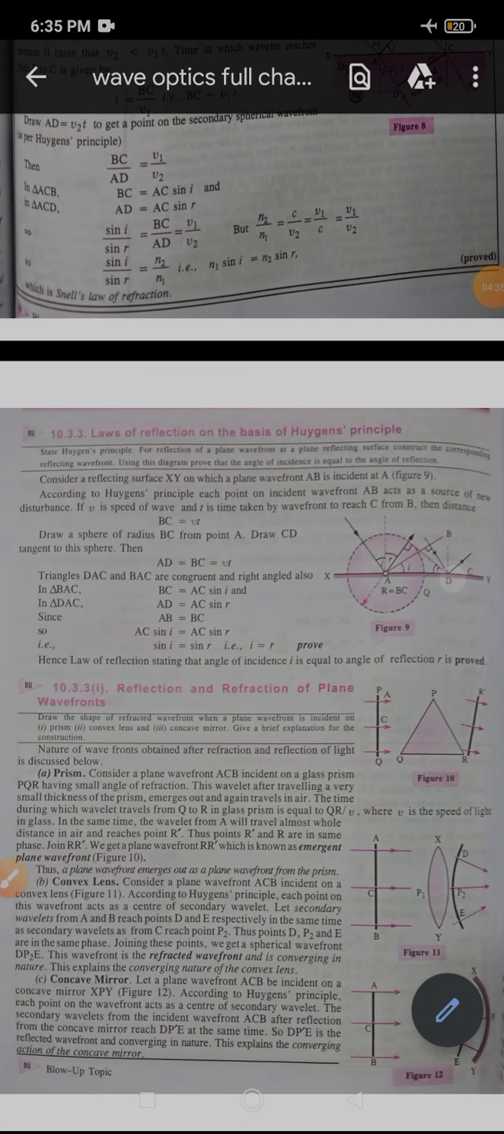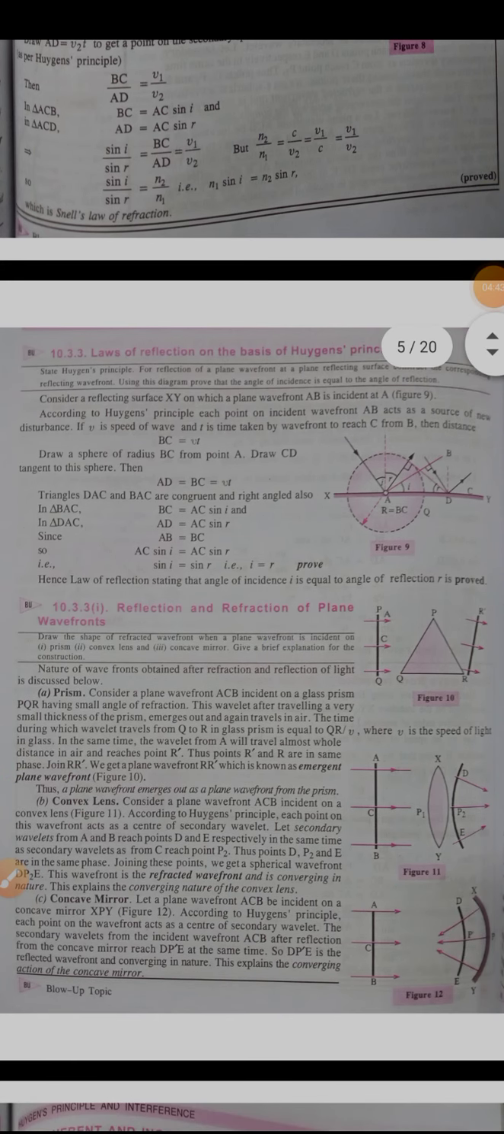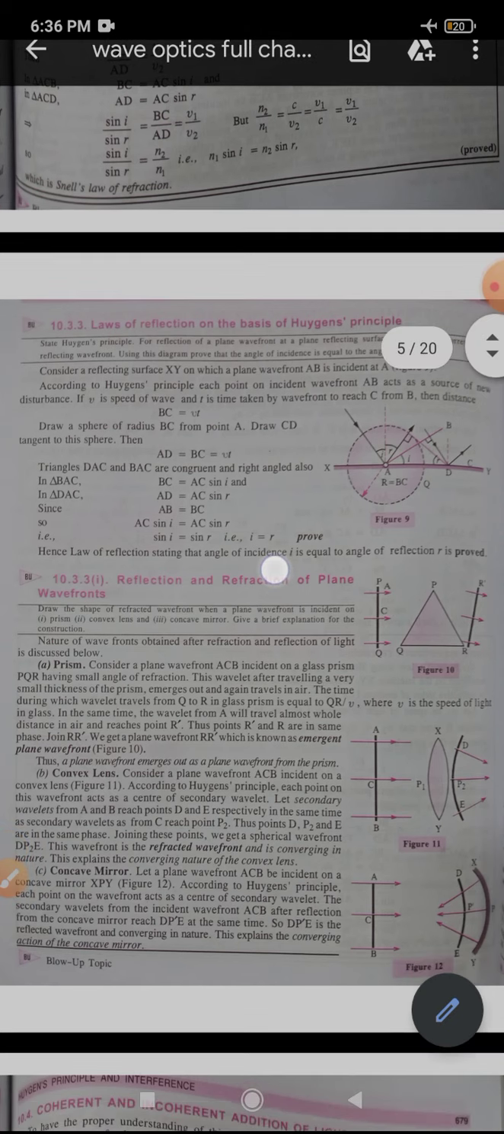The length AD is equal to the length BC, that is equal to vt. We know that by this equation. So the triangles DAC and BAC are congruent and right angled. So in the triangle BAC, we have BC is equal to AC sin i, and in the triangle DAC we have AD is equal to AC sin r. So by using these two we can say that AD is equal to BC.